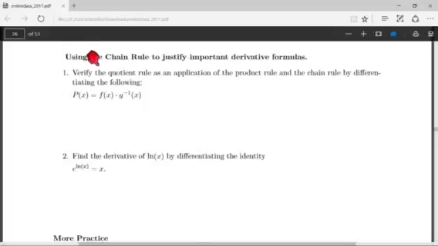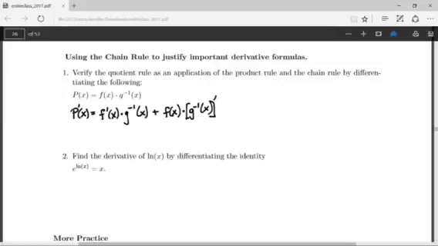Here we're going to use the product rule and the chain rule together to verify what the derivative of a quotient is. Rather than writing my quotient as f of x divided by g of x, I'm going to write it as f of x times the multiplicative inverse of g. That takes my division and changes it into a multiplication, and we can apply the product rule.